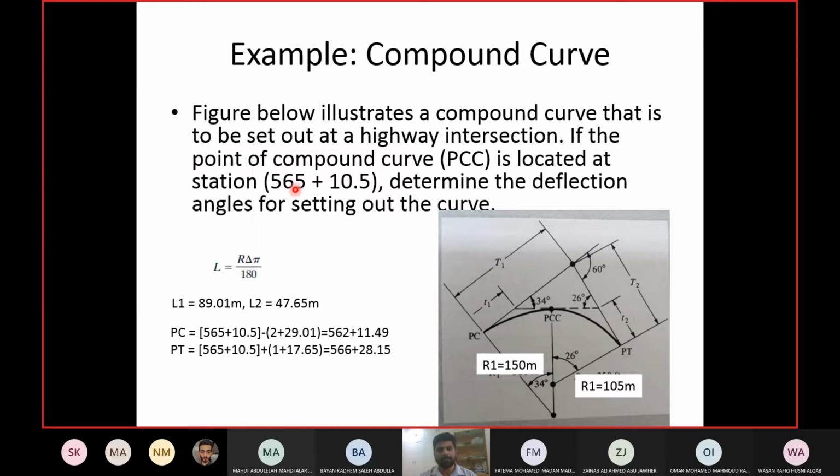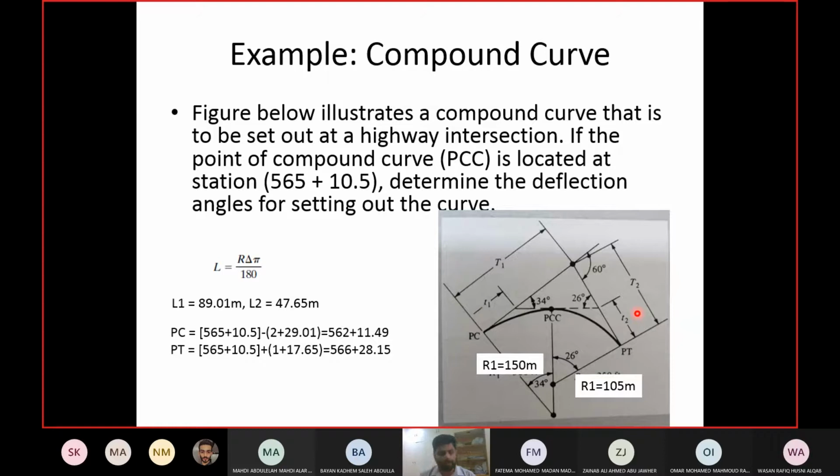The station is given, and we have to find out the deflection angles for setting out the curve. So you have to do the layout table, which we did for the simple circular curve as well. So you have to do it for the compound curve, and I will tell you the difference between the layout of the simple curve as well as the compound curve.